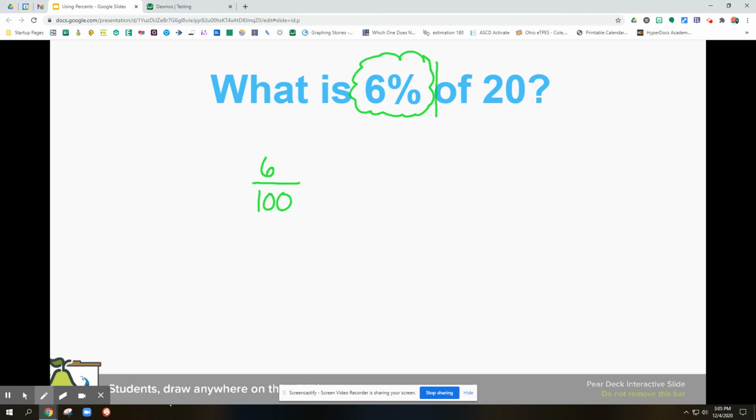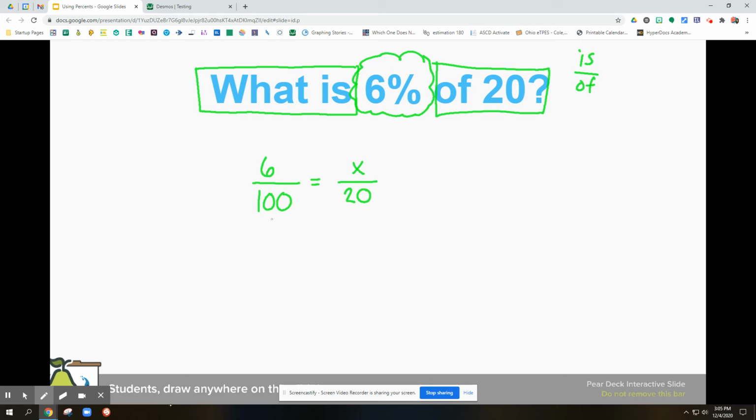I also have an "of" because it says of 20. Well, "of" is my total. So I'm going to set this equal to and put 20 in the denominator because that is my total. "Is" just says what is. Well, I don't know what the part is, so I have to put an x. Now I'm ready to solve.